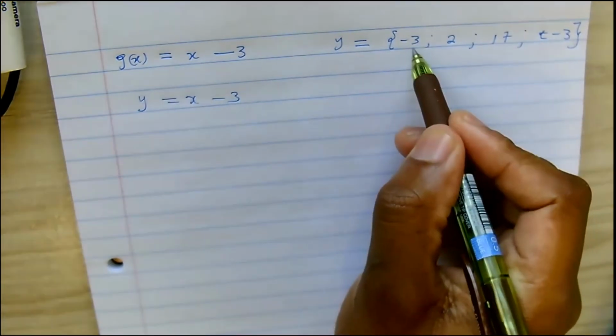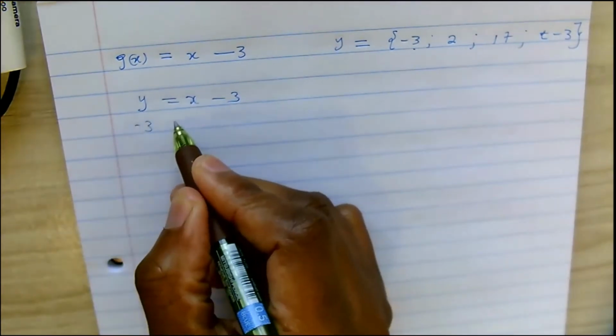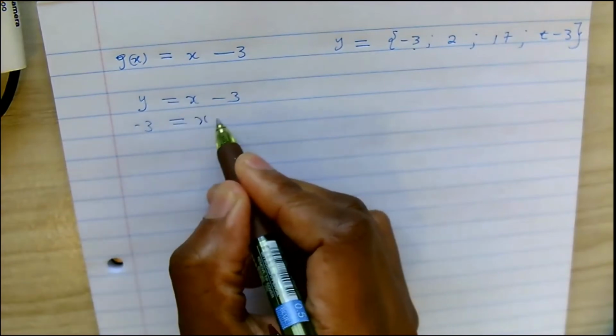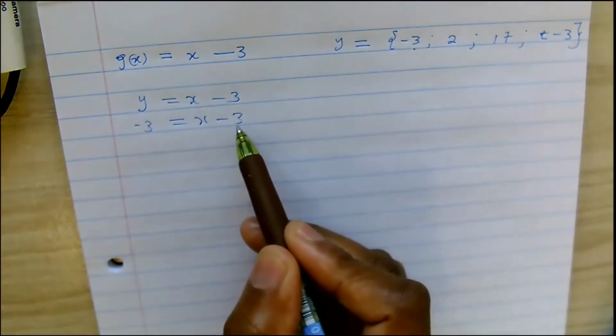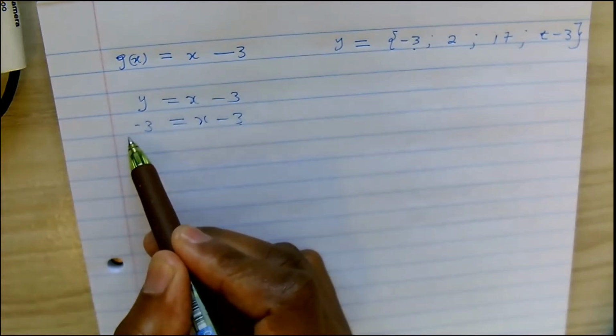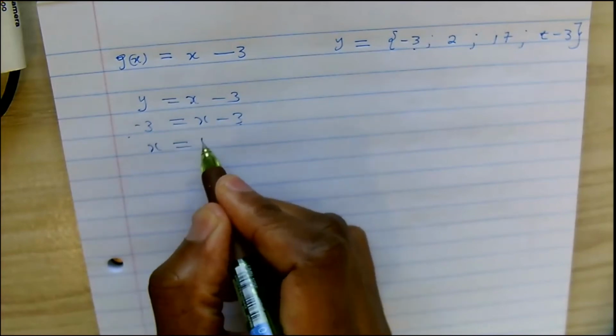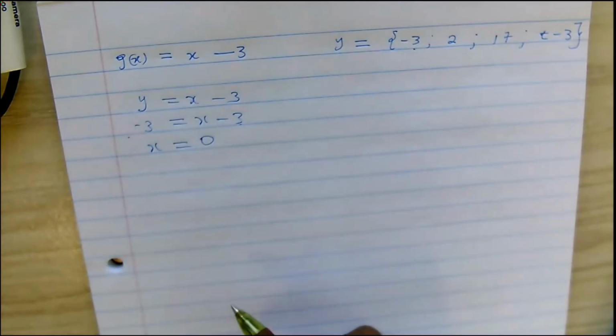So the first one is minus 3. If we replace y with minus 3 there, we'll have minus 3 equals x minus 3. And if we take minus 3 to this side, it is going to be positive. Do we agree? Then we'll have x equals 0. That would be the first one.